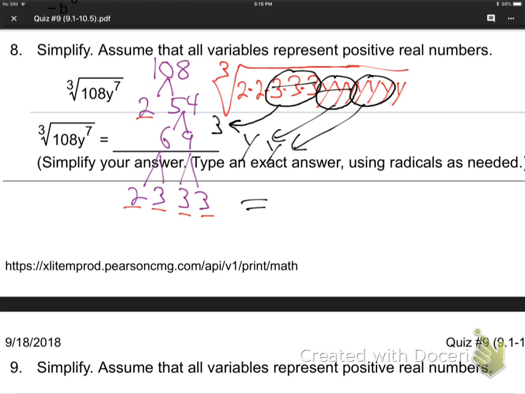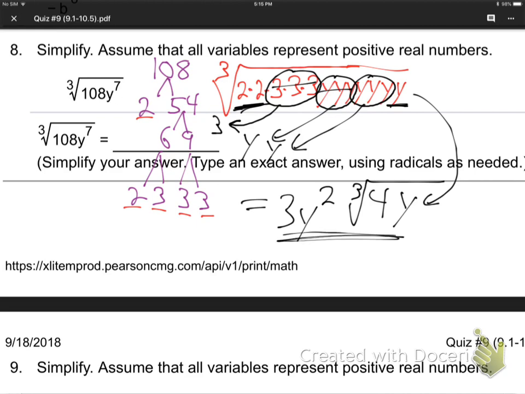So what comes out? 3y squared, okay, and then cube root of, what's left inside? 2 times 2, they couldn't come out because there wasn't 3 of them. 2 times 2 is 4. And what else? And then the y is left. So there it is, 3y squared, cube root of 4y.